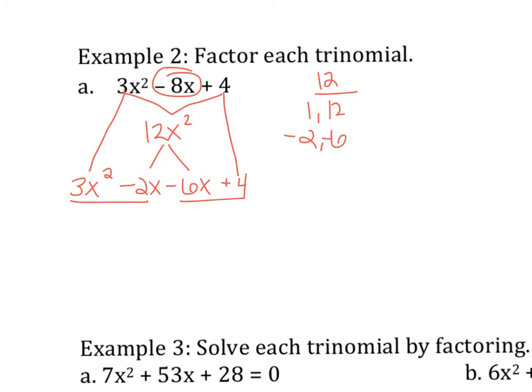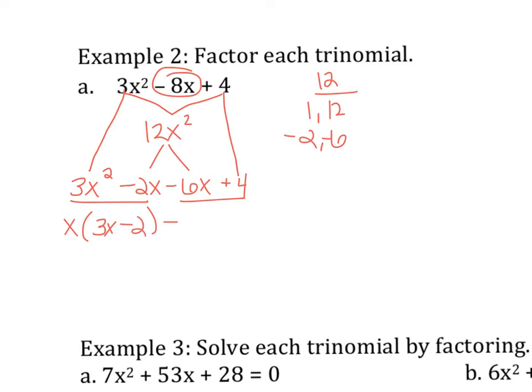So looking at this first set of terms, what goes into both terms? What can I pull out of both? Well, the GCF of 3 and 2 is just 1, but they have an x in common. So I'm going to pull that x out. And when I do that, 3x squared divided by x is just 3x, because 3x times x equals 3x squared. Negative 2x divided by x is negative 2.